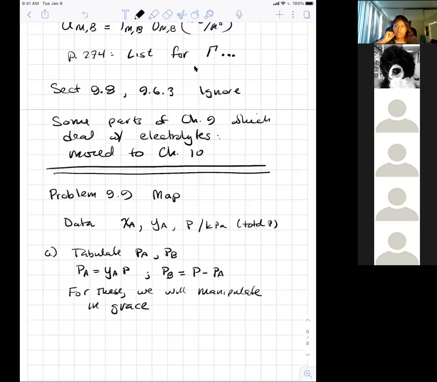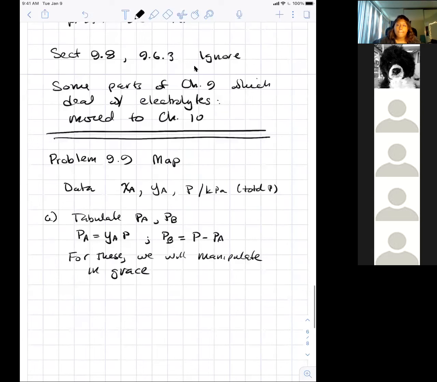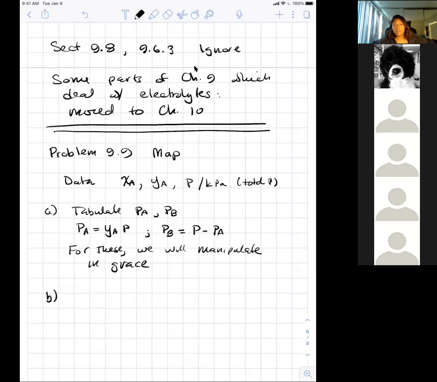Okay, part B is it wants us to plot PA, PB versus the mole fraction of A. And I've added some things in here.